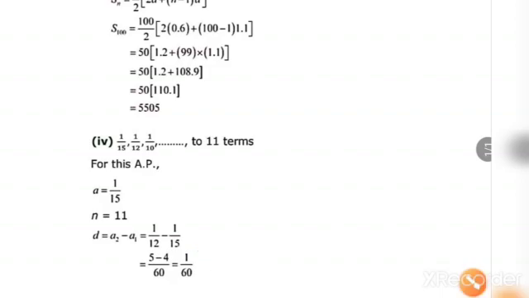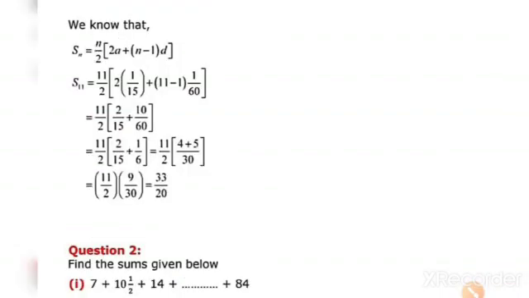Okay, so then put the value, Sn is equal to n by 2 over here, and n is equal to 11. I just put the value of n is equal to 11 here. A is equal to 1 upon 15, n is equal to 11, and D is equal to 1 upon 60 here. After that I just do the simplification.